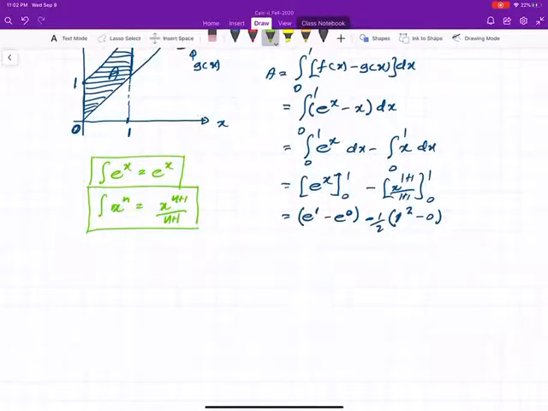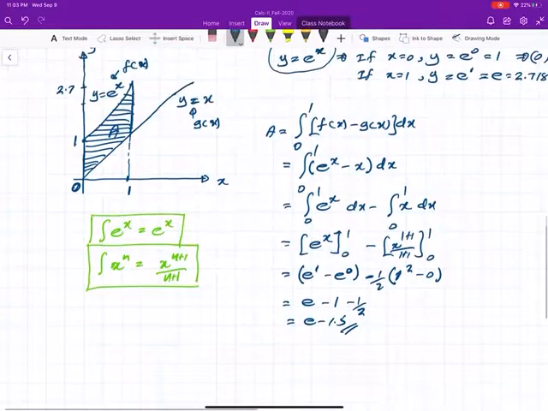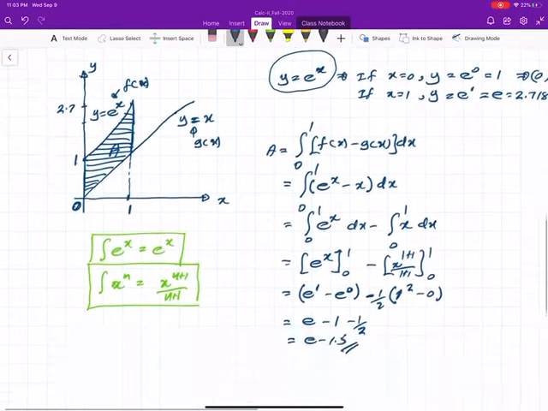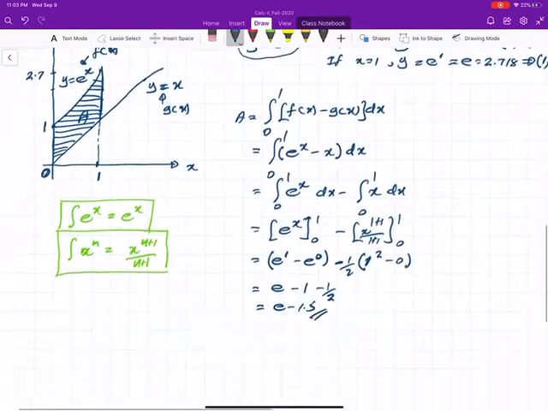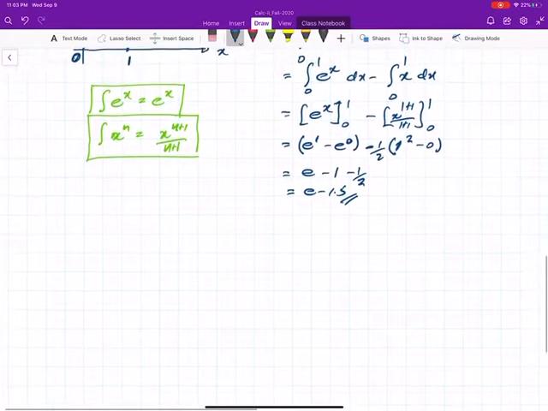All right. So now simplify. E to the power 1 is just e, e to the power 0 is 1, and here it is minus half. Now you simplify this, and what you get here is e minus 1.5. Alright, so that is the solution for example number 1. Now we move to example number 2, which is harder than example number 1.